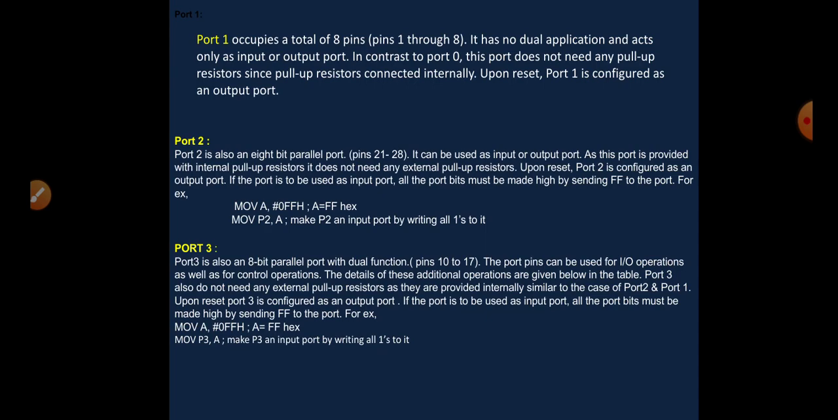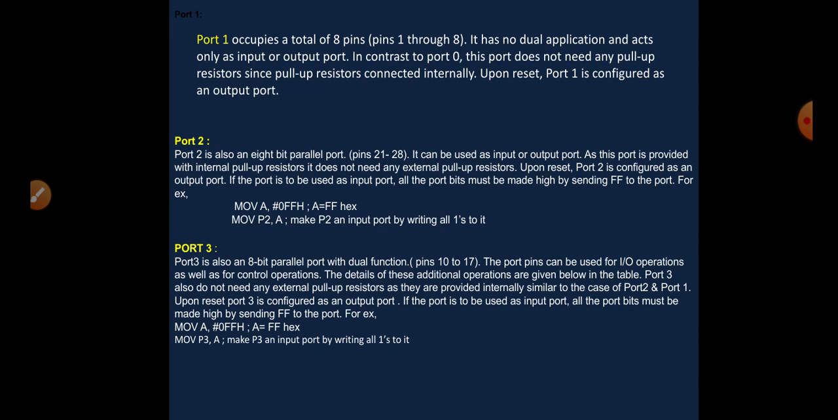Then you have port 1. Port 1 occupies a total of 8 pins, that is from pin number 1 to pin number 8. And port 1 is not having any dual application. So port 1 acts only as the input port or output port. And port 1 does not require any external pull-up resistors, because the pull-up resistors are connected internally. Upon reset, port 1 is configured as the output port. To configure port 1 as the input port, the bits must be set high, or a 1 has to be written to the port bits.